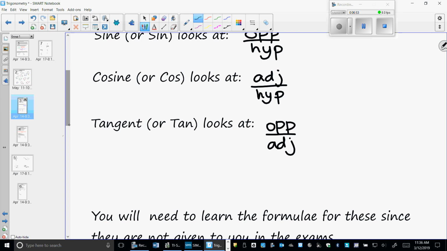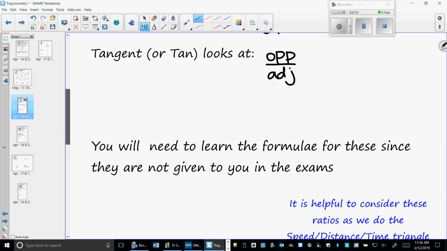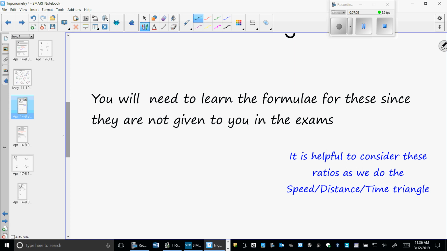Now, they no longer give you these formulae. They used to give them to you, but they don't anymore. So you do need to remember them. There's lots of different ways that people learn how to remember them. Lots of people recognize SOH CAH TOA, you may have heard that before.